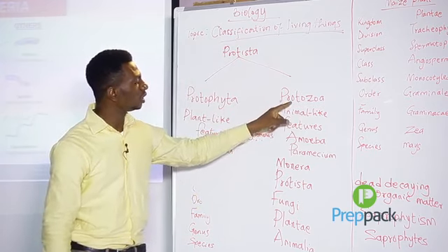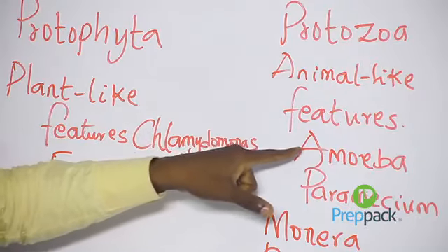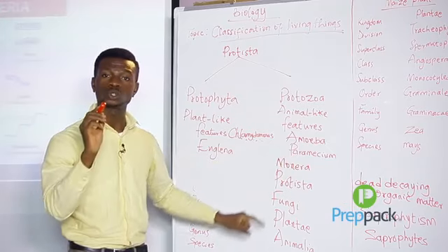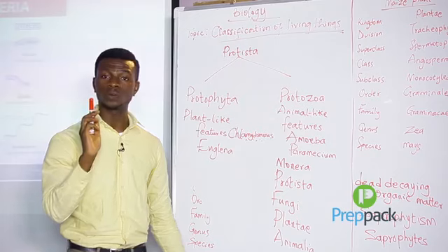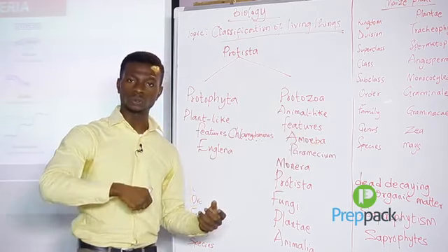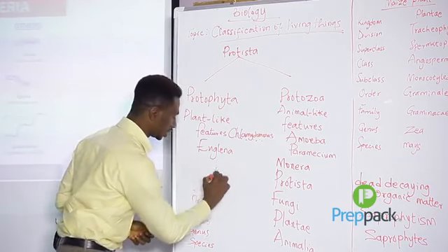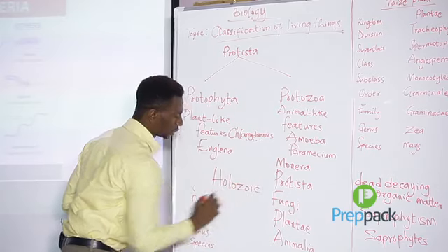If they have animal-like features, examples such as the amoeba and the paramecium, they are holozoic in nature. They do not manufacture their own food. They'd rather ingest their own food. That's why we say they are holozoic in nature. Holozoic.